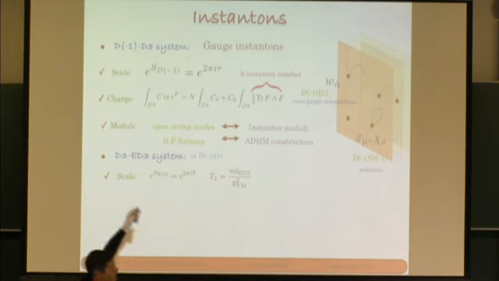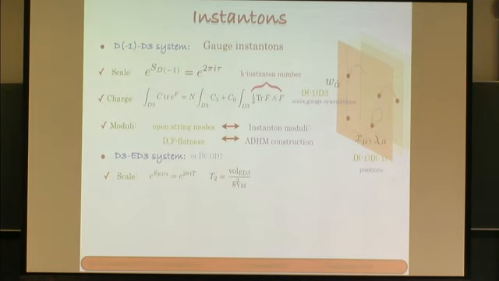Okay, and now you can repeat the analysis I did here. For example, you can compute the action of this D3 brane, and the action now is proportional to the volume wrapped by this brane. This means that the scale of this object has nothing to do with the gauge theory scale. This cannot be a gauge instanton. It produces effects going with a different scale.